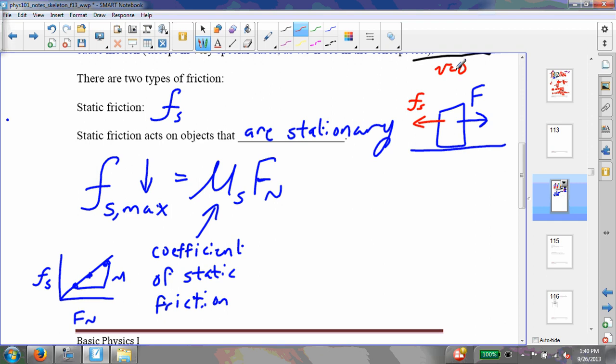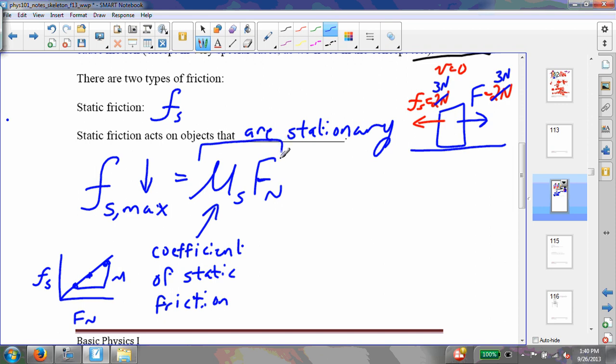Now, this force, let's say that it's equal to 2 newtons. Then I know that my static frictional force is, well, it's 2 newtons. But then let's say I push with a bigger force. Say I push with 3 newtons, and it still doesn't move. That means my static frictional force is 3 newtons. Or I push with 5 newtons, and it still doesn't move. That means that my static frictional force is 5 newtons. Okay, so there is a whole range of static frictional forces that go up to some maximum value.